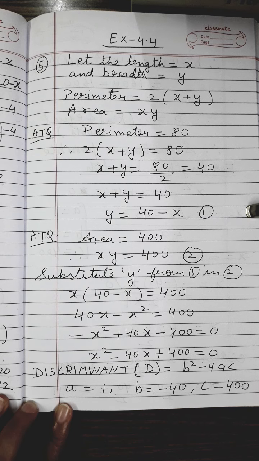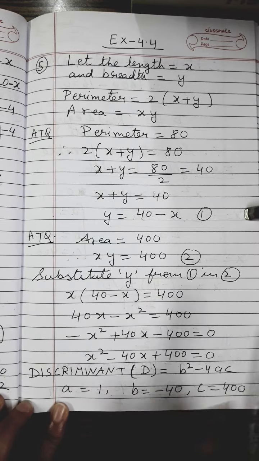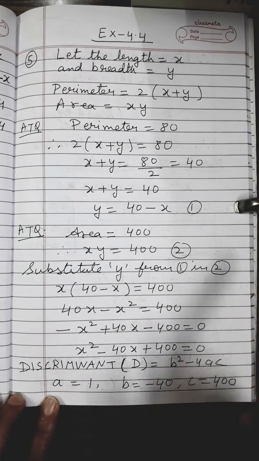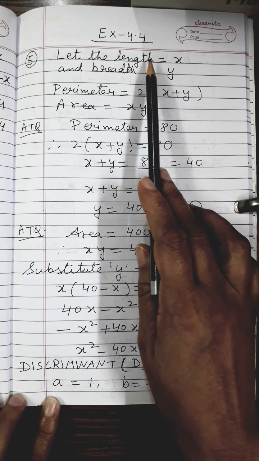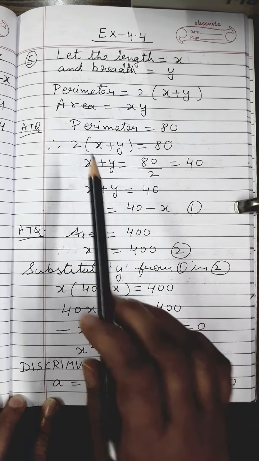The question says, is it possible to design a rectangular park of perimeter 80 meter and area 400 meter square? If so, find its length and breadth. What is required to find? Length and breadth. So whatever is required to find, we will let that. So I write, let the length of the field equal to x and the breadth equal to y.